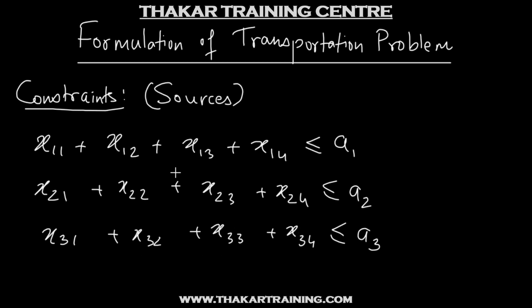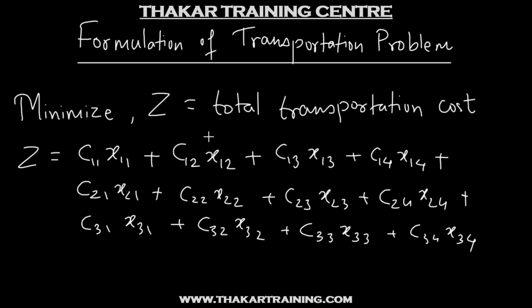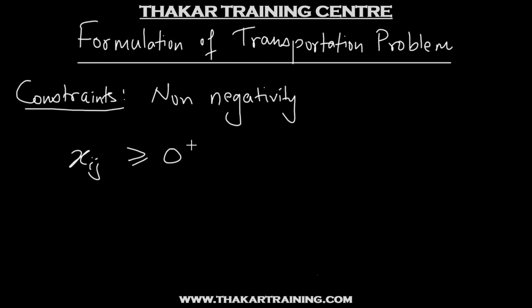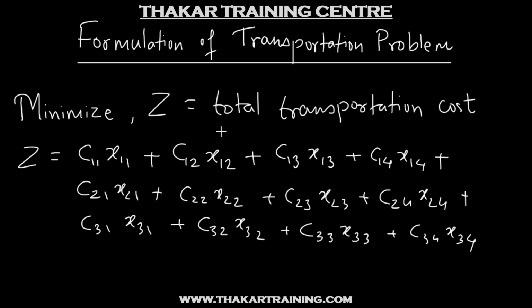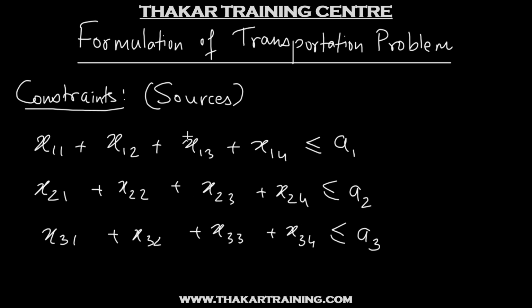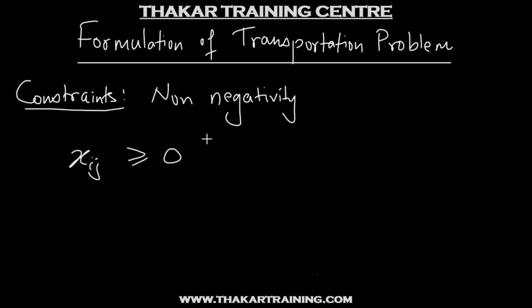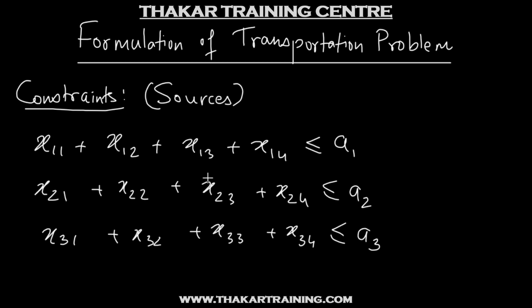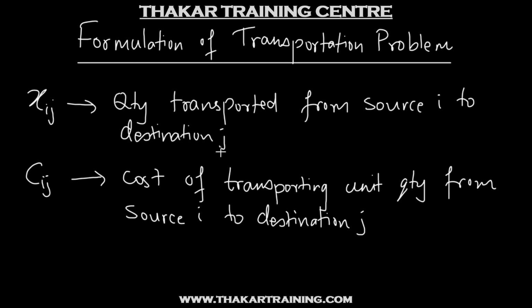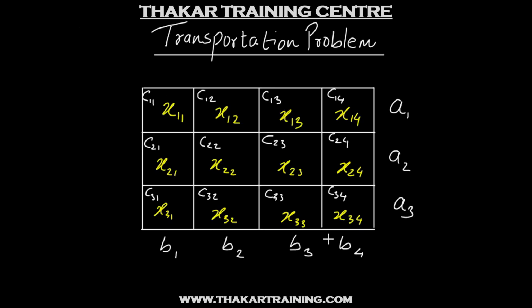So that is the formulation of a transportation problem, and it is a linear programming problem as the objective function as well as all the constraints are linear. We have to minimize the total transportation cost, which is given by this, subject to constraints for sources listed over here, constraints for destinations listed over here, and then a non-negativity constraint. So this formulation is for a specific case where we saw 3 supply points and 4 demand points.